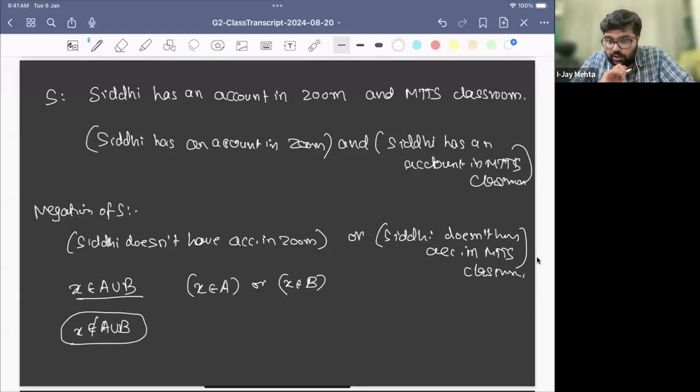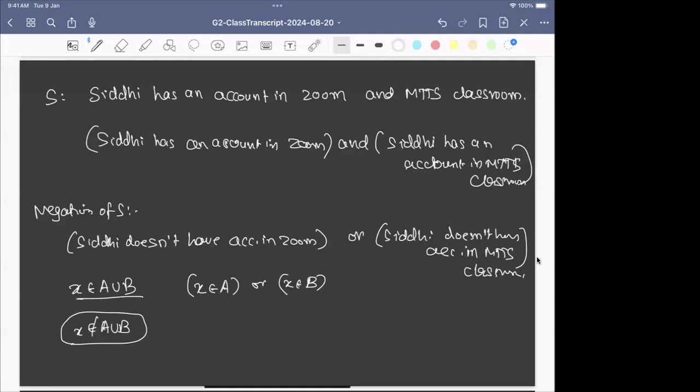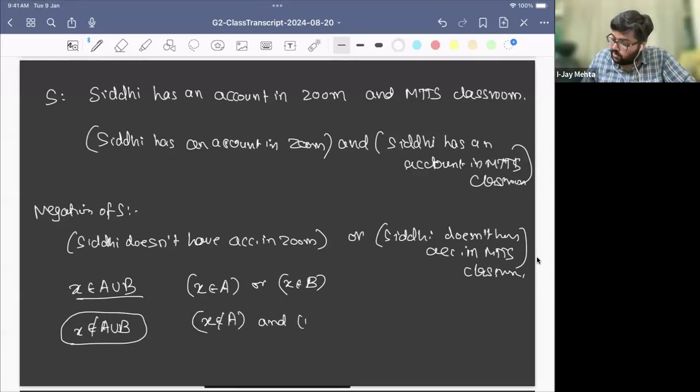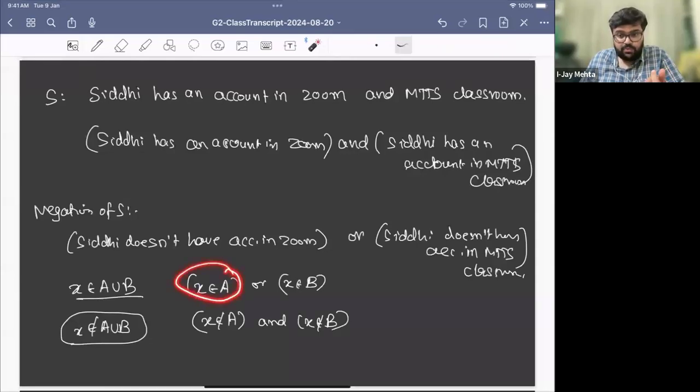Room number 2, Vishwa. Yes, sir. X does not belong to A or X does not belong to B. हाँ, A में भी नहीं होगा and X is not in B, because if it is in one of them, then the statement will be true, right? X belongs to A union B. We are saying what it means by X is not in A union B. Is it clear, all of you? Two statements are there. So when it is in the union, if the first one is true, then the statement is true, or if the second one is true, then also the statement is true.